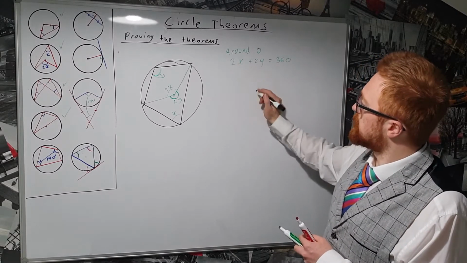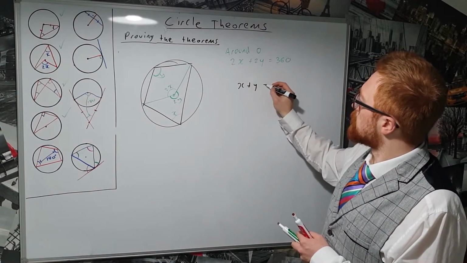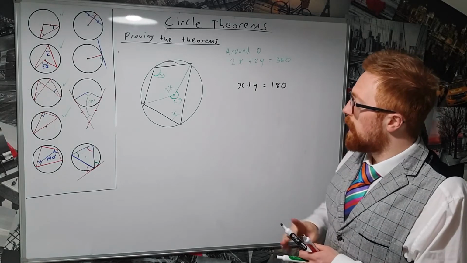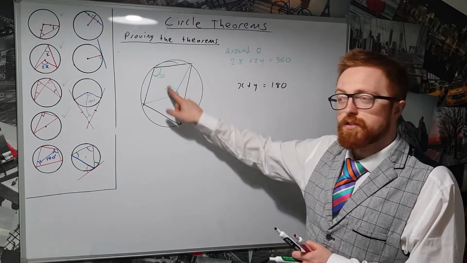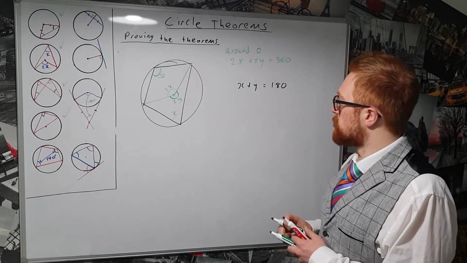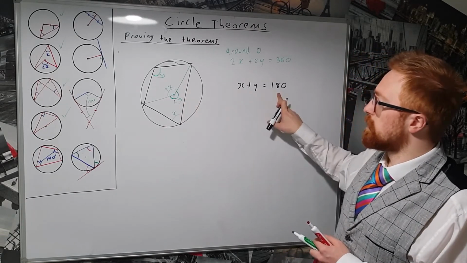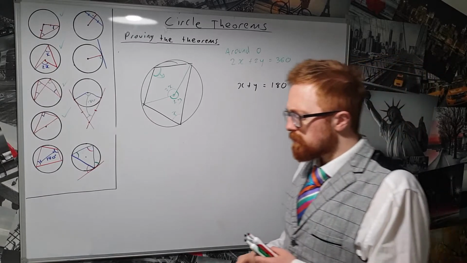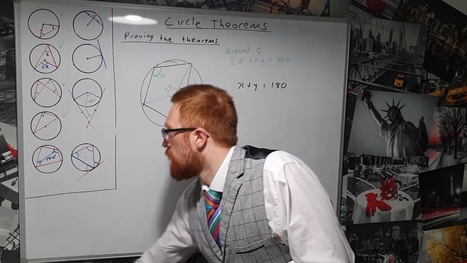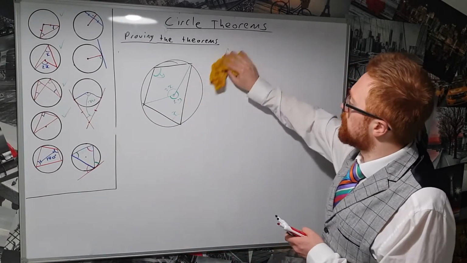Let's divide both sides of this equation by 2. We get x plus y equals 180, but x plus y are just the opposite angles in this cyclic quadrilateral. So that proves it. We've shown that x plus y, or opposite angles, add up to 180. Okay, on to the second proof.